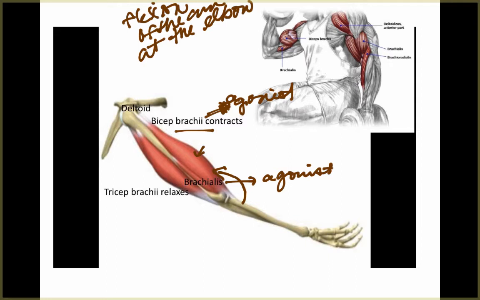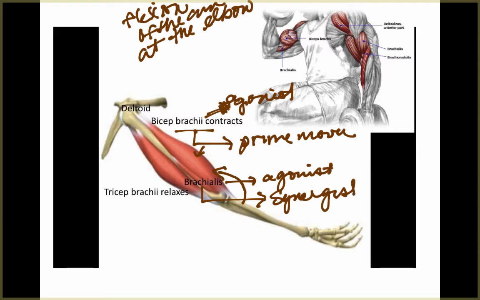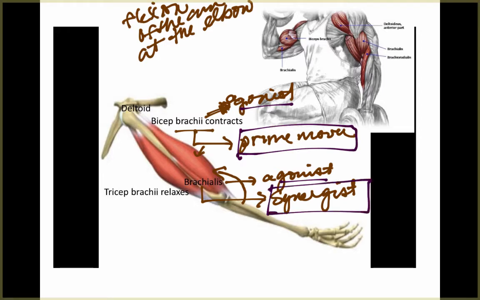Now, the synergist would be the brachialis here, because it helps the prime mover. The prime mover here is the biceps brachii. So we have, so far, the agonist. Within the agonist, we have the prime mover and the synergist, right?